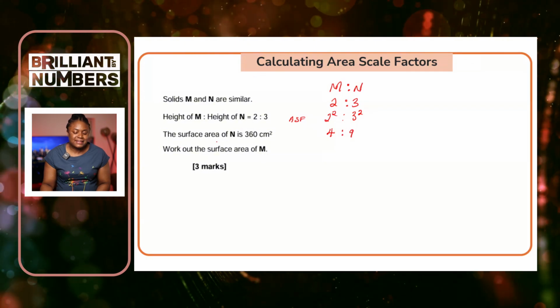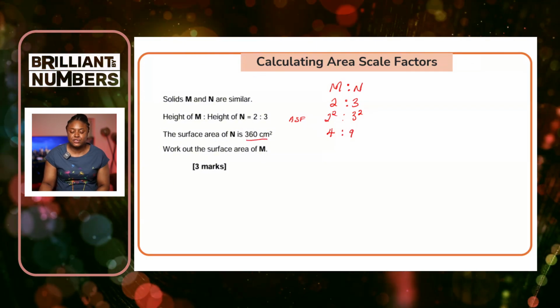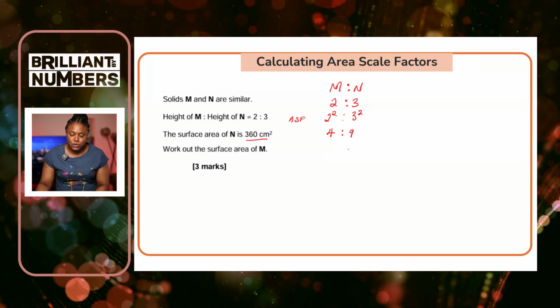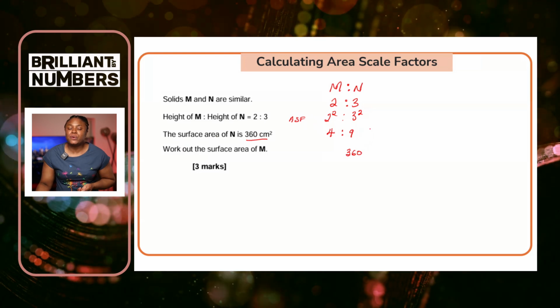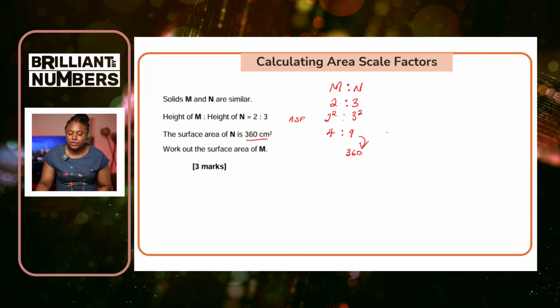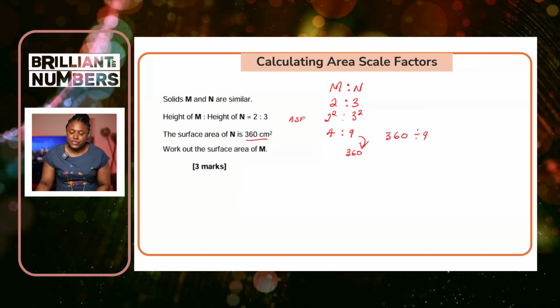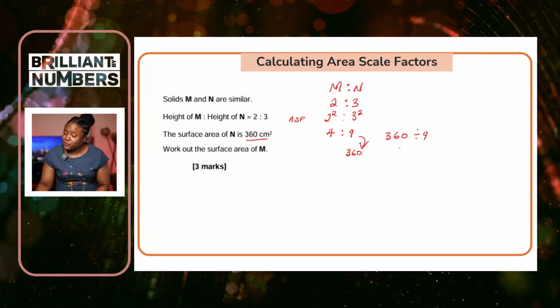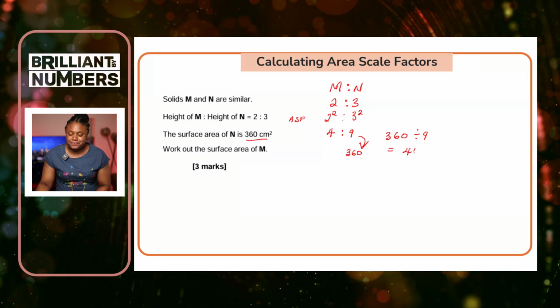We're told that the surface area of N is 360 centimeters squared. So we're going to put 360 underneath this ratio. We can then go ahead and find out what 1 part is by dividing 360 by 9. So 36 divided by 9 is 4. So 360 divided by 9 is 40.